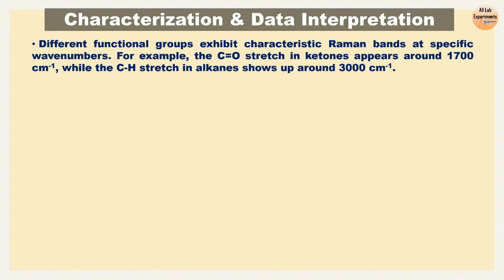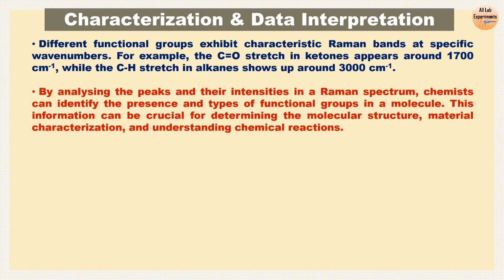Different functional groups exhibit characteristic Raman bands or say modes at specific wave numbers. So when we talk about modes, we refer to normal modes, and these are not sharp peaks, they are basically broad peaks. So that's why they are also called bands. So don't confuse between these two terminologies. For example, carbon oxygen stretch in ketone shows a band around 1700 centimeter inverse. In this way, these are some characteristic modes related to some functional groups present in the molecule.